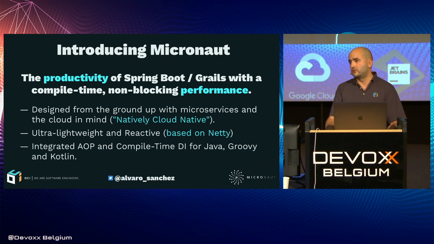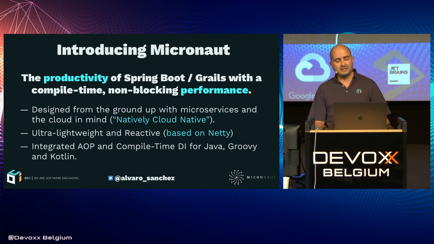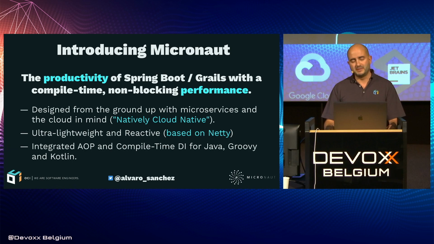So that's why we call Micronaut natively cloud native, because it's built from the ground up with microservices in mind. And despite all of that, we wanted to offer the same productivity as the people already have with Spring or Grails. So those are the two ideas I want you to get. The productivity for a developer, but the performance, because the difference with Micronaut is that we do everything with ahead of time compilation, or compile time, right? So Micronaut at its core is a dependency injection framework.